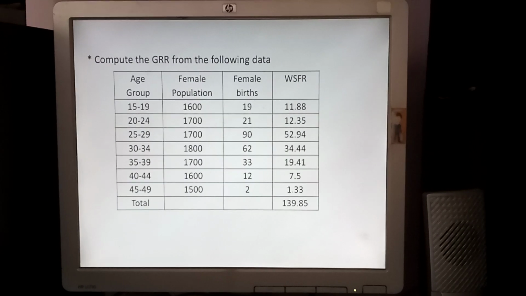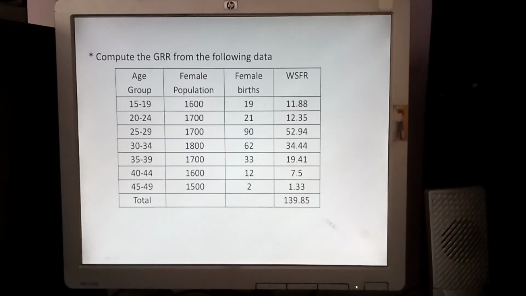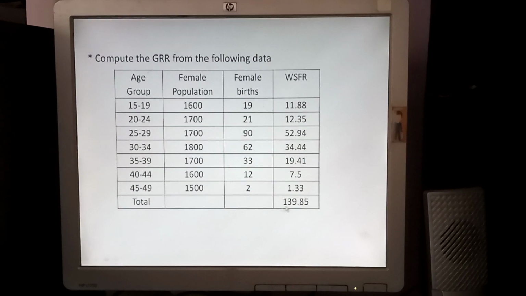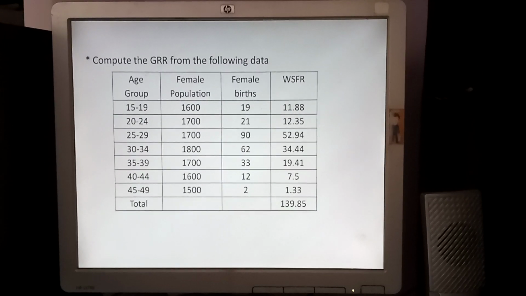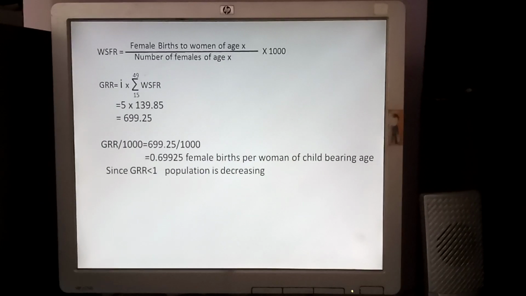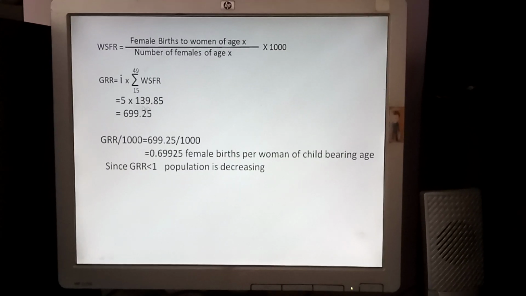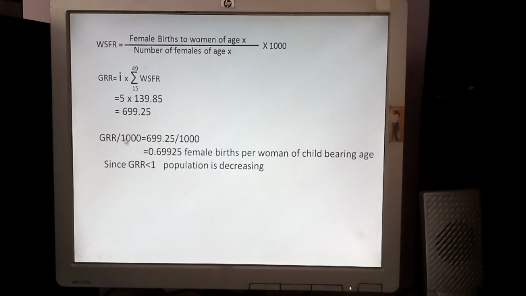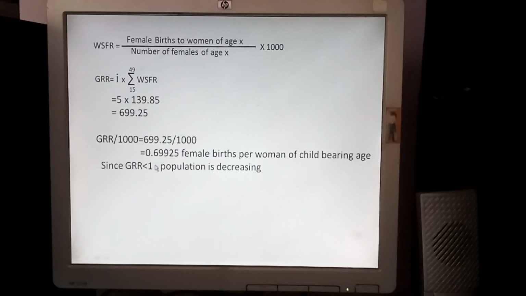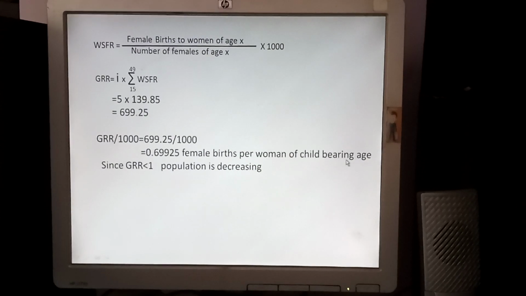Now just recall what we are doing. We are multiplying 5 to this 139.85. Here width is 5, so 5 into 139.85 gives the value of GRR. The WSFR formula is written, the GRR formula is written. So substituted, and we have got 699.25. GRR is divided by 1000, 0.69925 female births per woman of childbearing age.